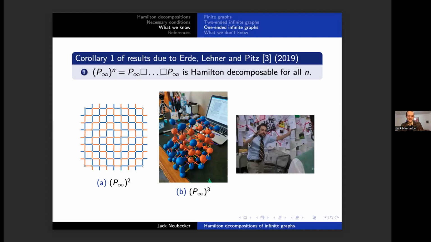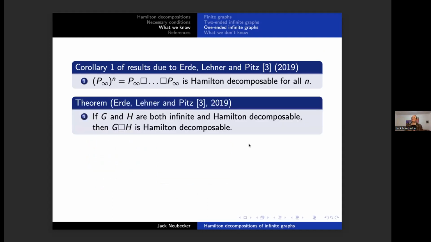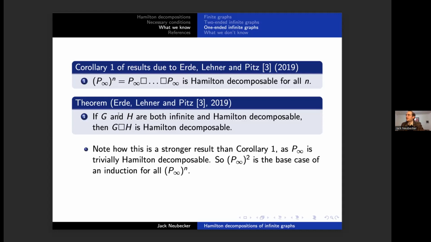Anyway, so Erdelehner and Pitts were actually able to prove a much stronger result than the one that I just stated. In particular, they proved that if G and H are both infinite and Hamilton decomposable, then G cross H is also Hamilton decomposable. And to see that this is a truly stronger result, note that each of our component graphs in our grid graphs are trivially Hamilton decomposable because they're just double rays.